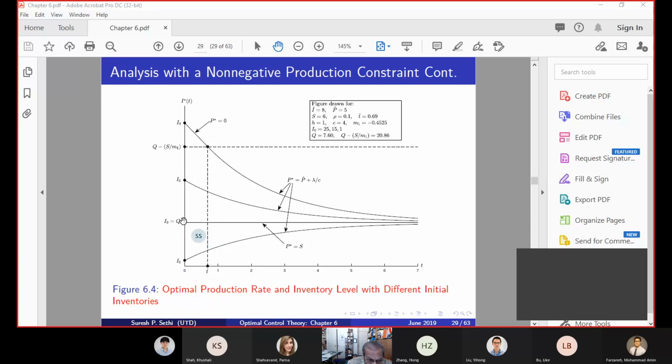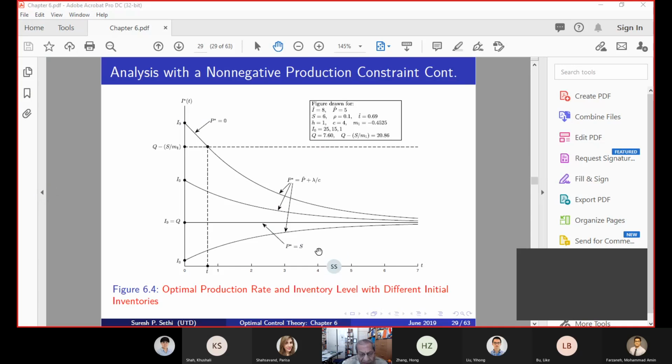Similarly, if I0 is between Q and this formula here, we can see that there is no reason for us to worry about the constraint on production. And once again, the production will be given by this formula, and the inventory will approach the turnpike as time goes to infinity.